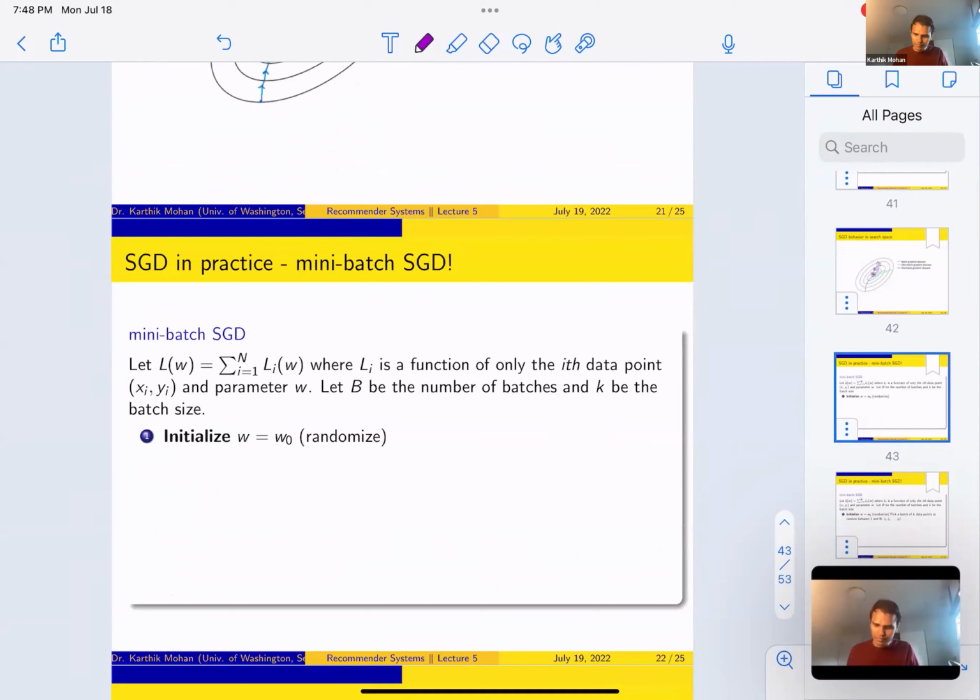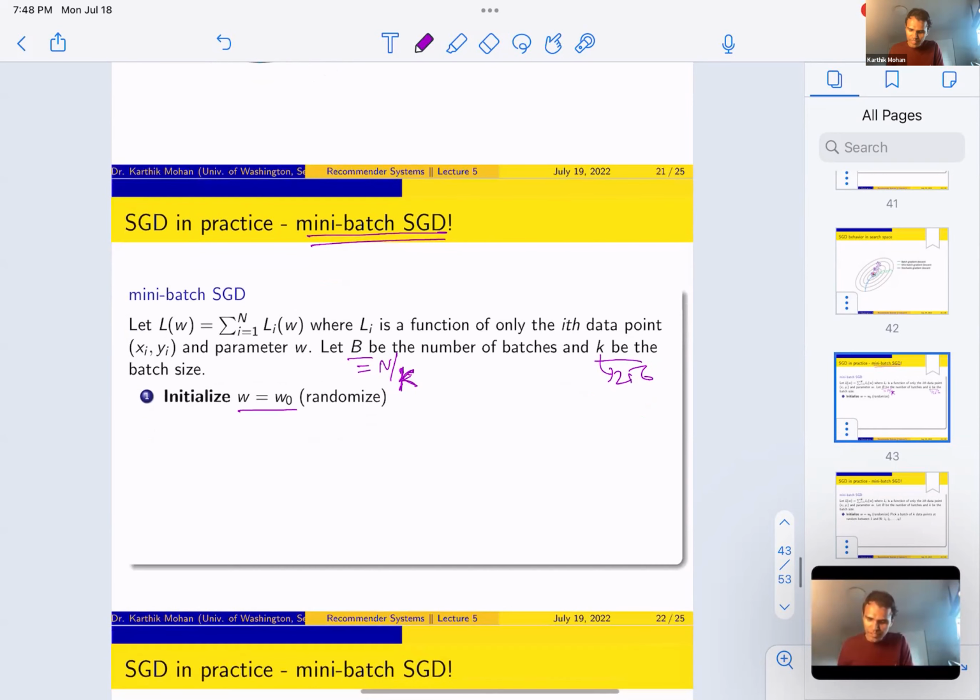Okay. Then we saw how it looks. And then mini batch. In mini batch, what we also do is we say let B be the number of batches and K be the batch size. K is usually 256. And B is equal to n by K. So the number of batches times the size of each batch is the number of data points. The math works out. So B is usually n by K, where K is the batch size.